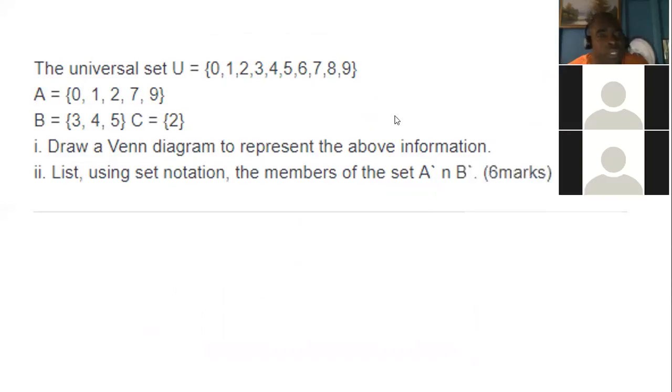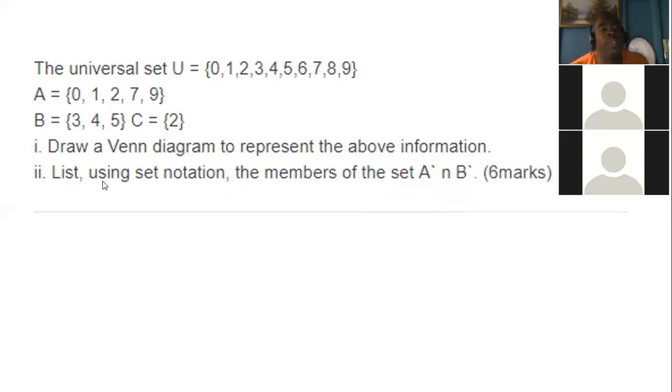It says the universal set U is equal to 0, 1, 2, 3, 4, 5, 6, 7, 8, and 9. Now set A is equal to 0, 1, 2, 7, and 9. Set B is equal to 3, 4, and 5. And set C is equal to just 2. Now, if you notice, right away you should have seen that set C is a subset of set A. And we did this on one of your worksheets already, so nobody should have gotten this incorrect.